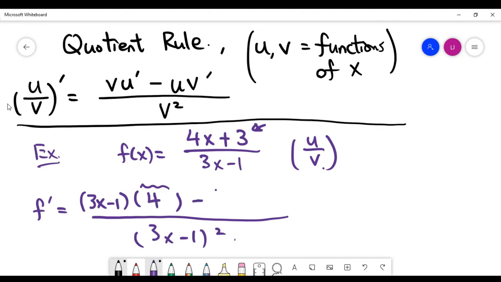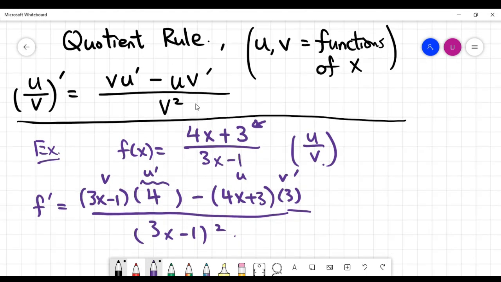And minus, and I can copy the u, which is the numerator 4x plus 3 times v prime, and v prime is actually the derivative of 3x minus 1, which is 3, I think. So if you're slightly confused, I'm just writing it down this way. So anyway, this is basically the answer to the derivative in this case.